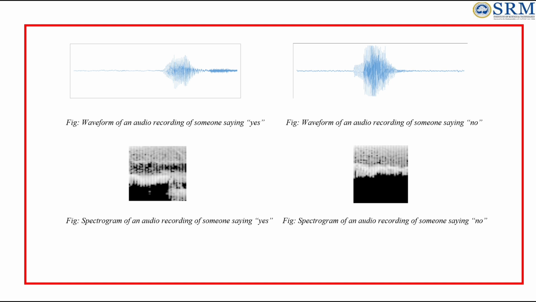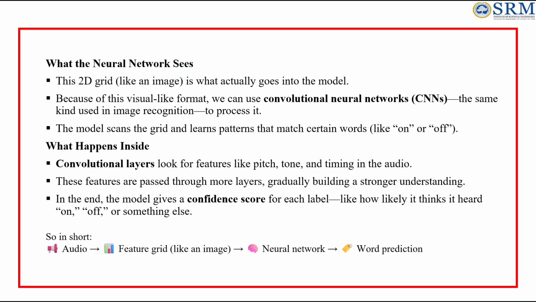And what is the neural network doing? This 2D grid, like an image, is what actually goes into the model. Because of the visual, image-like format, we can use convolutional neural networks, the same kind used for image recognition. The model scans the grid and learns patterns that match certain words like on and off.